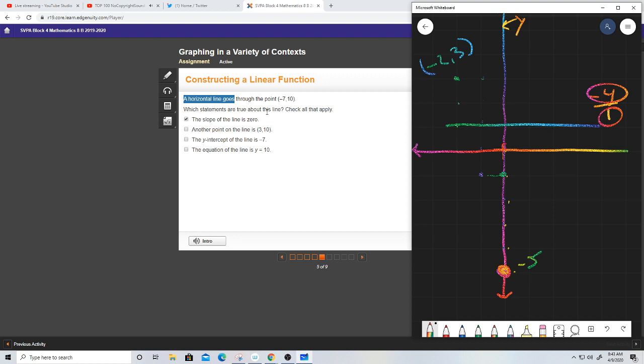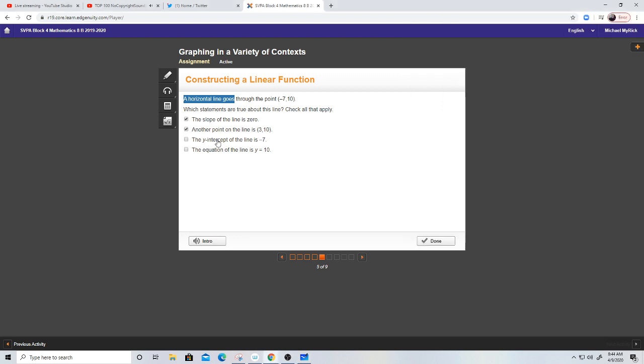Alright, so here's the question. If it's a horizontal line, another point on the line is 3, 10. Well, this is at -7, 10 over here. If it's horizontal, it's still going to be at y equals 10, so that's good. The y-intercept of the line is -7. No, because it's 10. See? Its y is always 10. The equation of the line is y equals 10. That is true because the y is always 10.